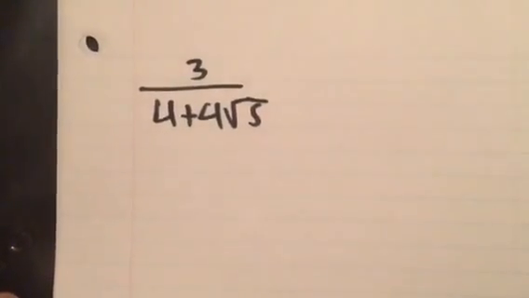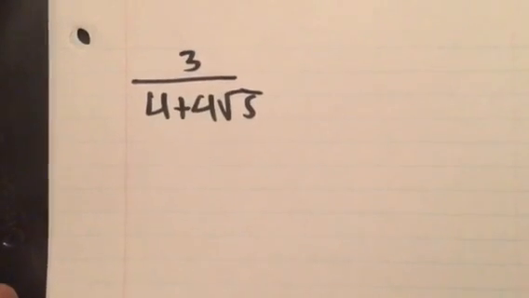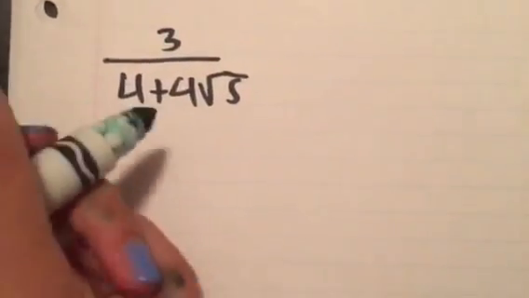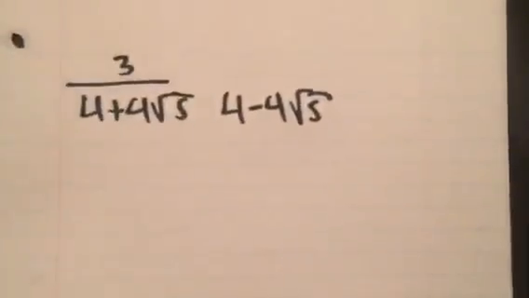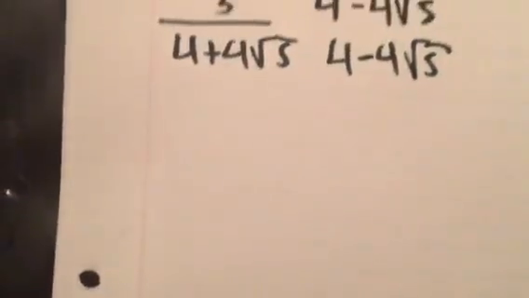The last equation we'll be doing is dividing radicals using the conjugate. The conjugate is just the opposite of whatever the equation is. So for this, we're going to use it for the denominator. We are going to do 4 minus 4 square root of 5, and then we're going to times that by the top and the bottom, so the numerator and the denominator.